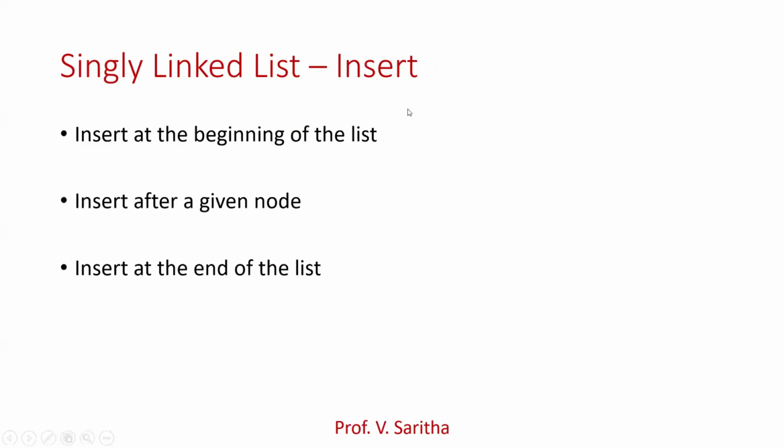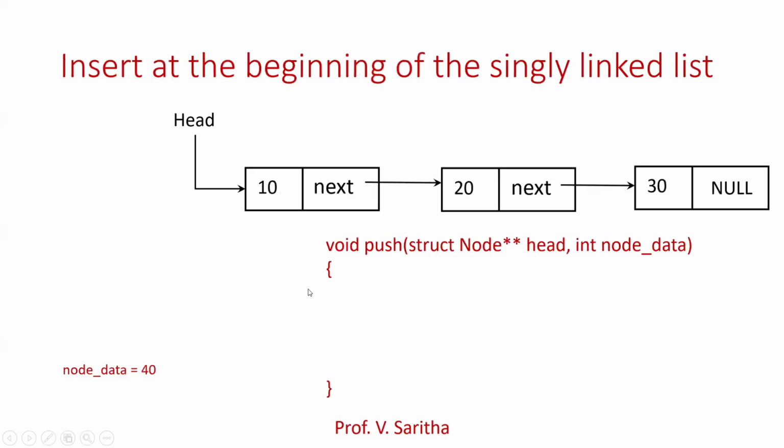So the next one is insertion into the singly linked list. That is, we are inserting a value into the singly linked list. So how many different ways are there? There are insert at the beginning of the list, insert after a given node, insert at the end of the list. So now, insert at the beginning of the singly linked list.